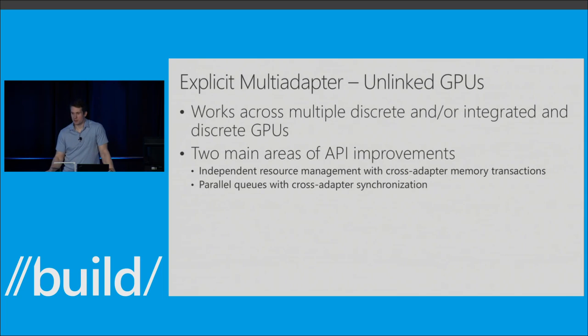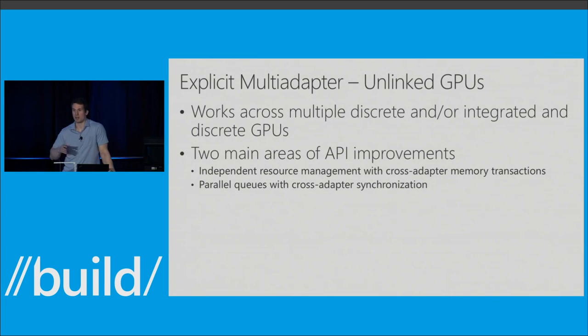But let's move on to the more general case. This is really interesting in terms of unlinked GPUs. These are 2 completely unrelated GPUs. Again, it could be Intel integrated, NVIDIA discrete. It could be AMD discrete and Intel integrated, or AMD integrated as well. The fundamental primitive here is we've created a way in D3D12 to allocate memory that is accessible by both GPUs.